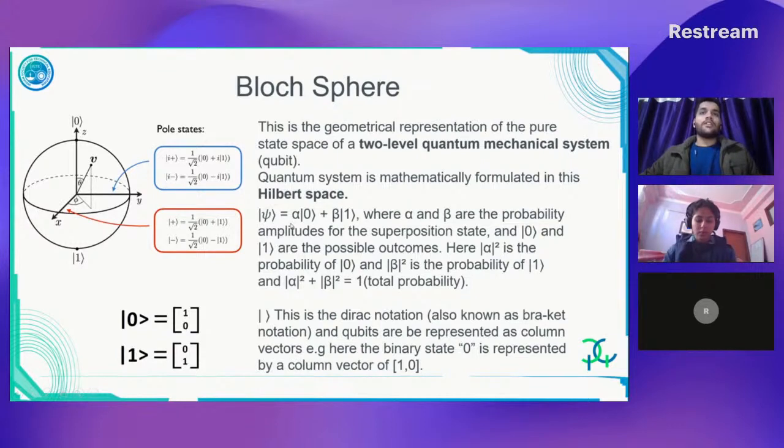So here comes psi equals alpha 0 plus beta 1. Here alpha and beta are the probability amplitudes, and these are complex numbers.